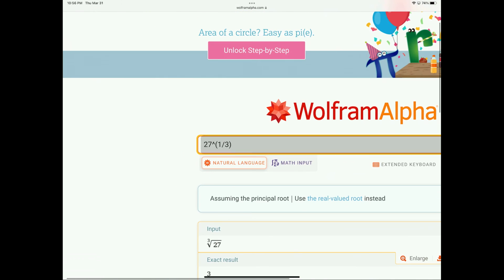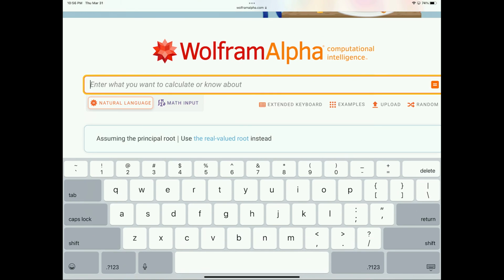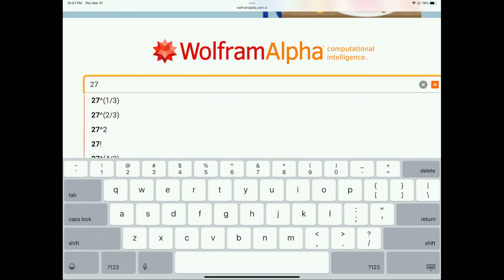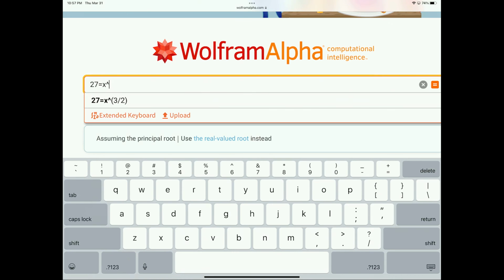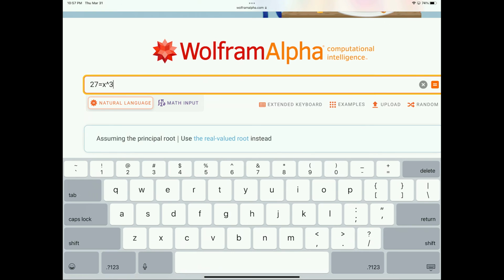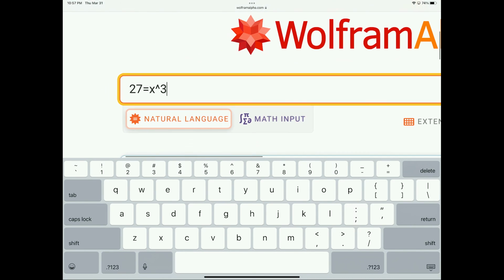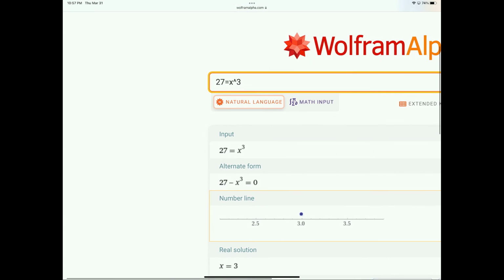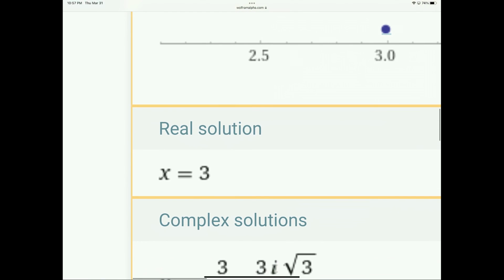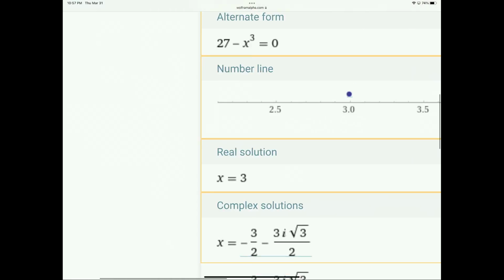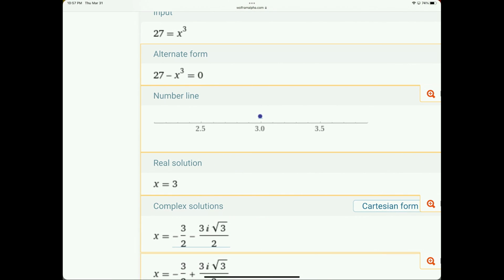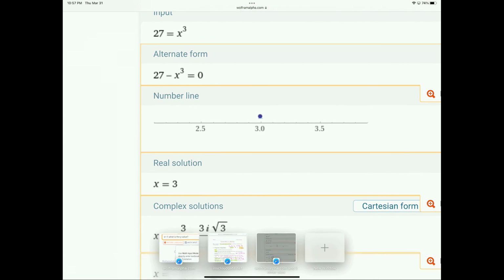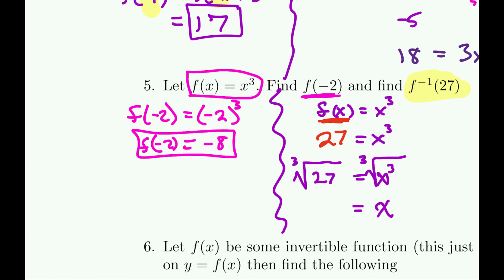Or we could have just typed in the problem. We could have said 27 equals x to the 3. That's how it was one line before. 27 equals x to the 3, and it will solve it for you and give you real solution x equals 3. Okay, so you can use a computer to help with these if you need to. Let's go back to notes.